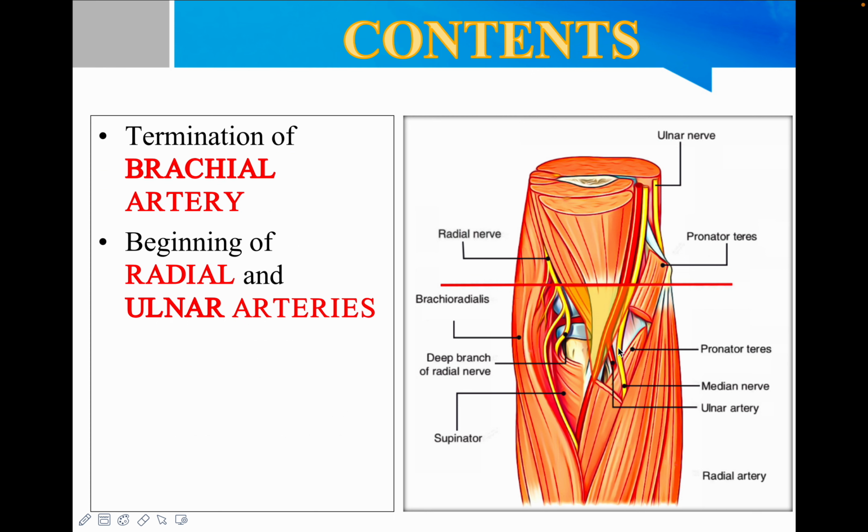Next content, next to the median nerve, is the artery that you see here. This artery is coming from above. It is coming from the axillary artery. This is the brachial artery, which is terminating at the cubital fossa, and it is giving two branches, that is the radial artery and the ulnar artery.